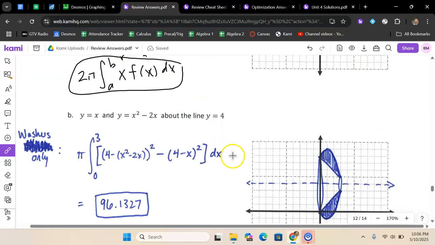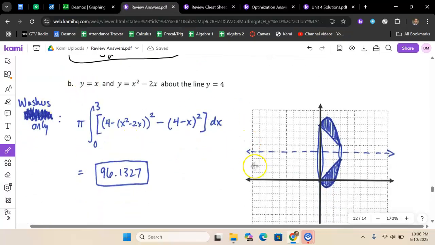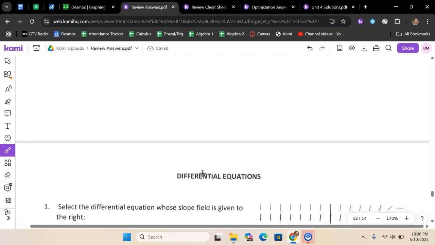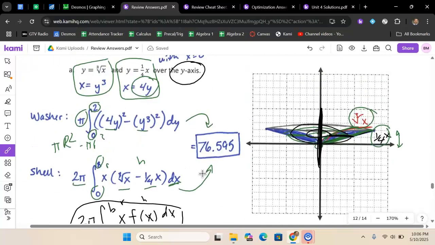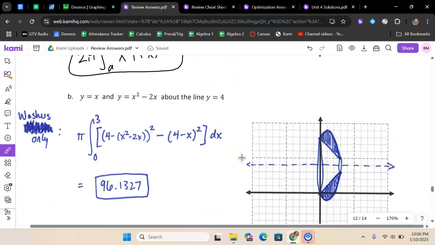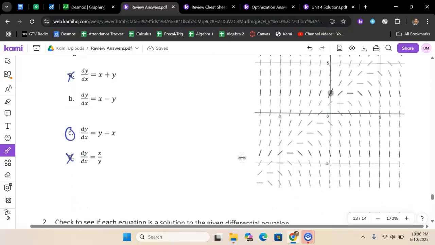Okay. I gave you a second one here on the review, but it's a little bit more involved because you're rotating around a line that's not the y or the x-axis. Adds an element of difficulty to it. I wouldn't worry too much about that, but that is what you're going to see when it comes to the test on volumes. The last page of the review is differential equations.